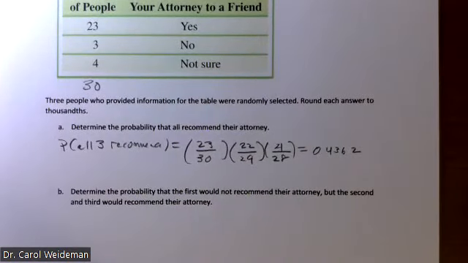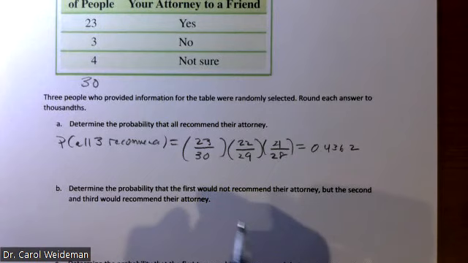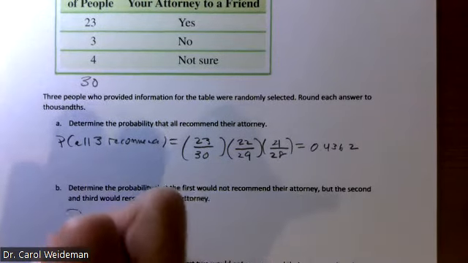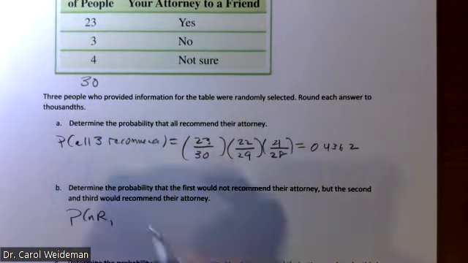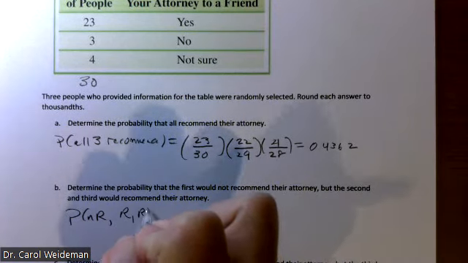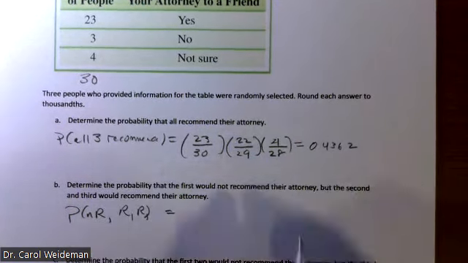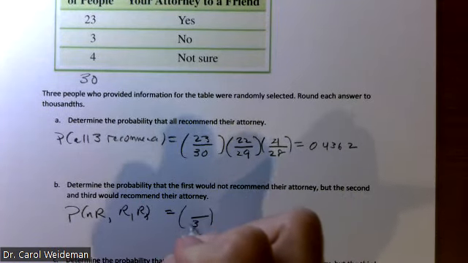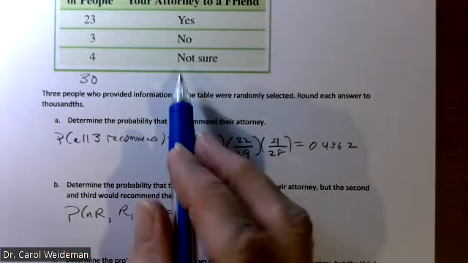All right, now we're going to change it up a little bit. We're still going to pick 3, but we're going to have the probability the first would not recommend. So not, I'm going to call that NR, not recommend, but the second and third, and then recommend and recommend. Let's abbreviate it like that. Okay, so the first time we go in, we have 30 people.